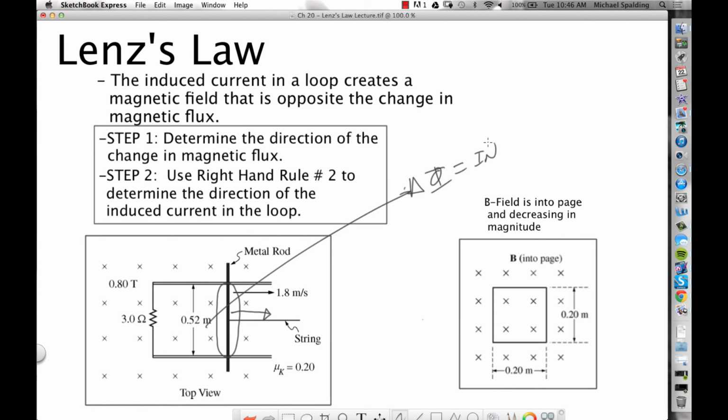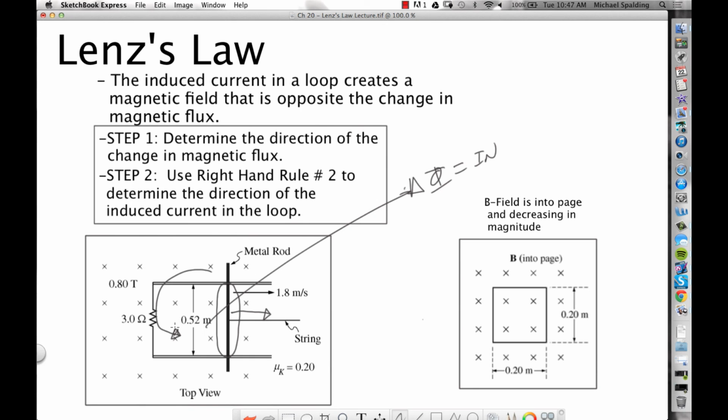Okay? All right, let's go to step 2. The induced current is going to create a magnetic field that is what? Out. So you got to do right-hand rule number 2. Here's a loop for you guys. The magnetic field from the induced current is opposite the change in flux, which is out. Which way is my thumb pointing? Counterclockwise. The induced current here is going to run counterclockwise.